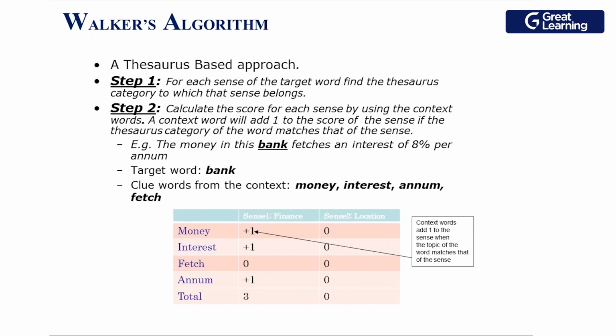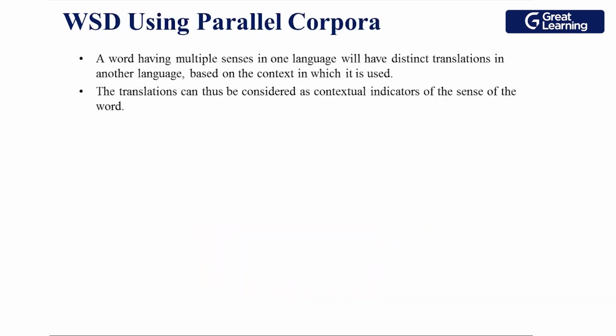So if you have a parallel corpus, so basically saying that with this sentence, if you also had its Hindi translation, it is very useful and it is very easy to then really figure out which sense is being used in the current context. Okay? So a word having multiple senses in one language will have distinct translations in another language based on the context in which it is used. So translations can therefore be used directly to figure out the right sense.